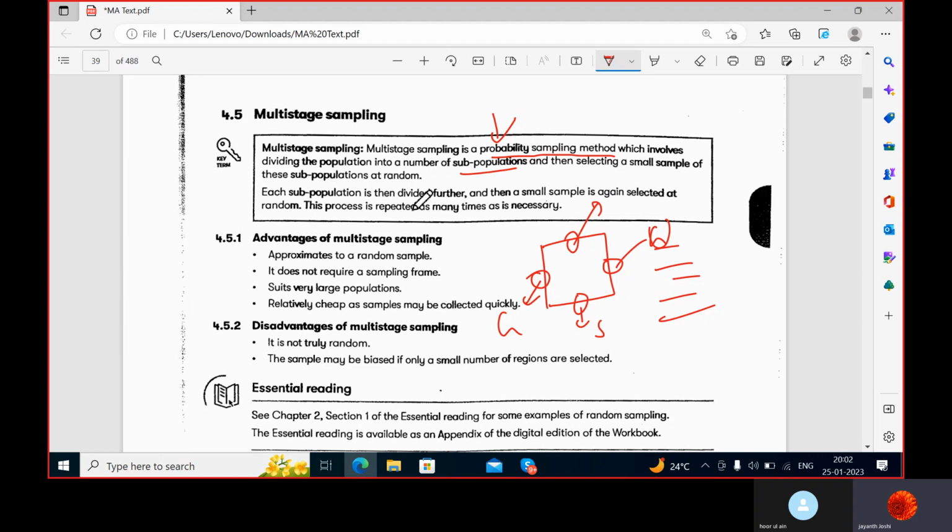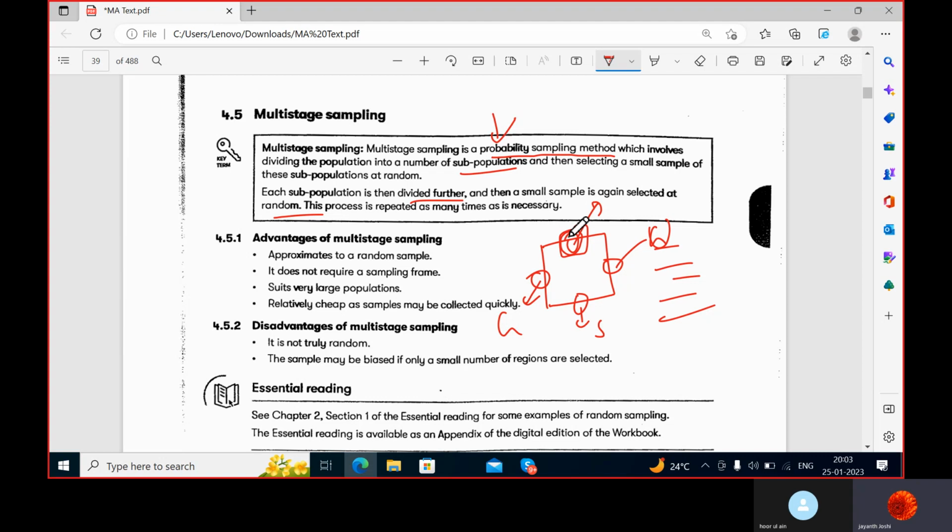So each subpopulation is then divided further and then a small sample is again selected at random. Then I will divide these subpopulations even further. I'll take this municipality area. Every municipality will have some areas, some lanes. If I take North Hyderabad and some Kompally area, there will be some kind of lanes or by-lanes or whatever. So I can again pick some area for my study as a sample. That means dividing the samples, again selecting a sample, and again picking randomly.